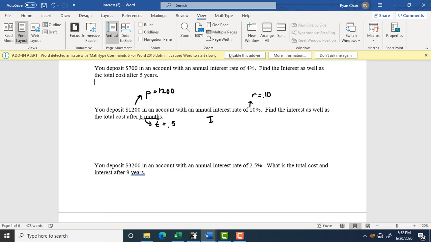So I is equal to P times R times T. Okay. And this is going to be 1,200 times 0.10 times 0.5. So if you enter this in your calculator, you should get 60 for your interest. And then your total cost is going to be 1,200 plus 60. That will give you 1,260 here. Okay.